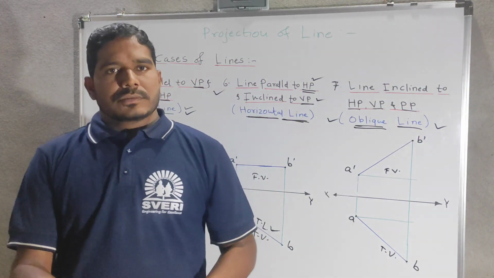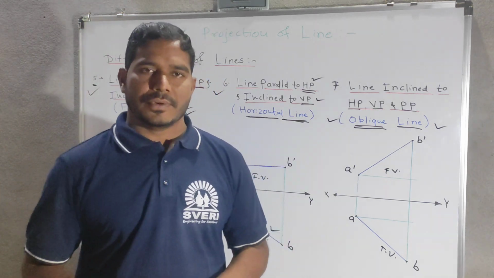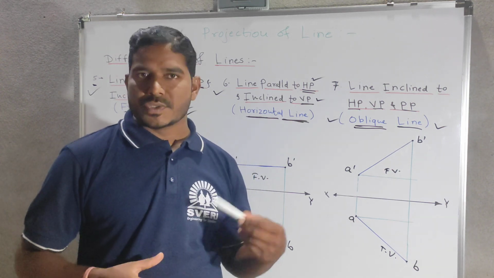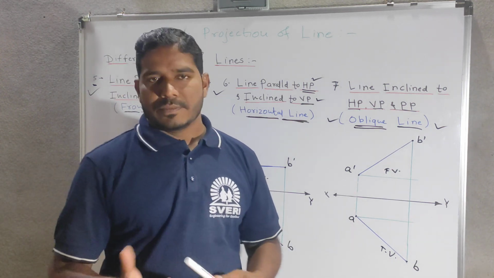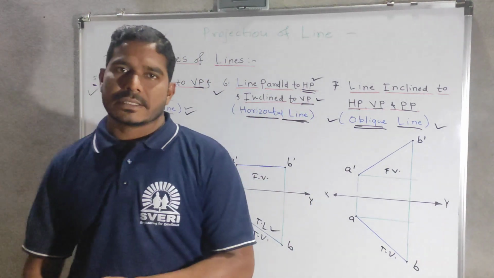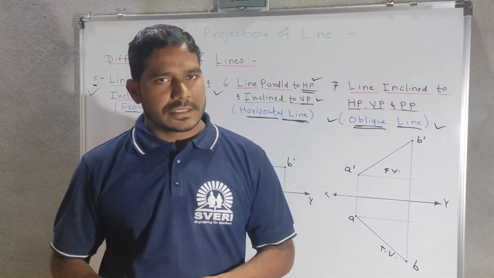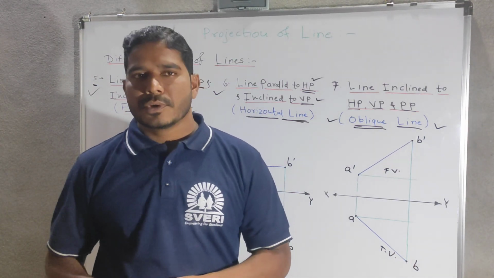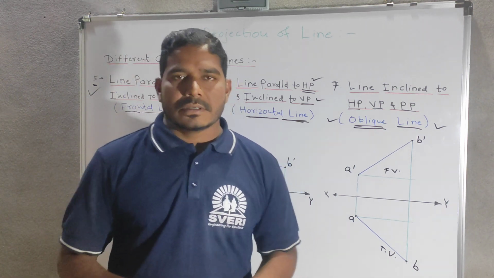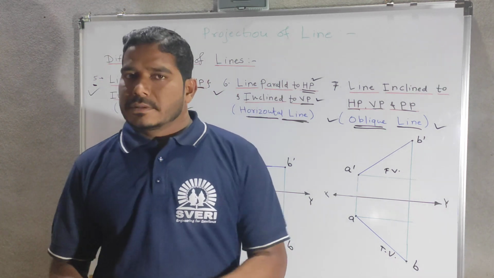So like this, we have seen all the cases, or all the positions, of the projection of lines. In the last video we saw the first 4 cases, and in this one we have seen the remaining 3. So in total, we have covered 7 cases of the projection of lines. This is all about the different cases of the projection of lines.